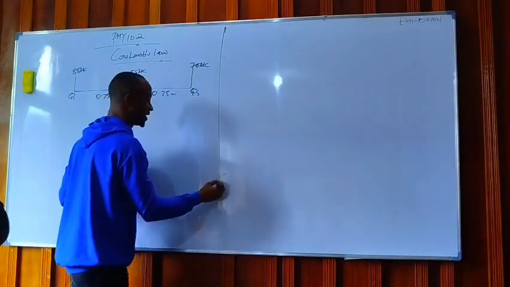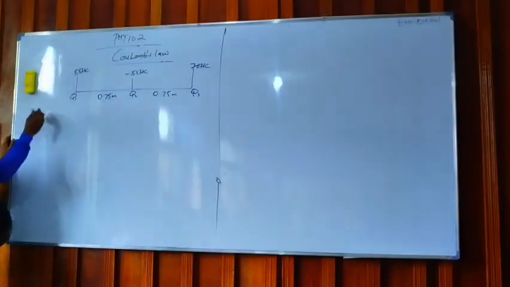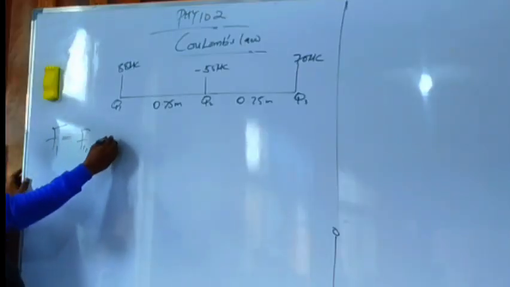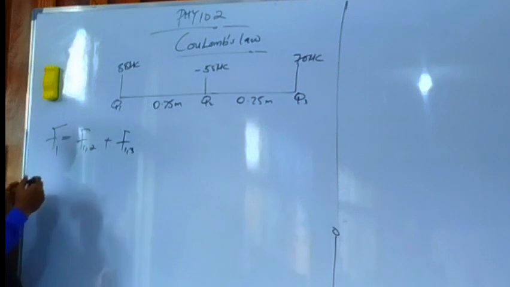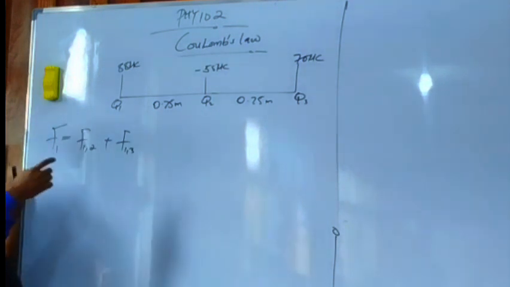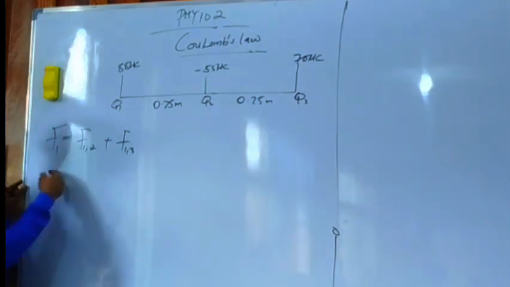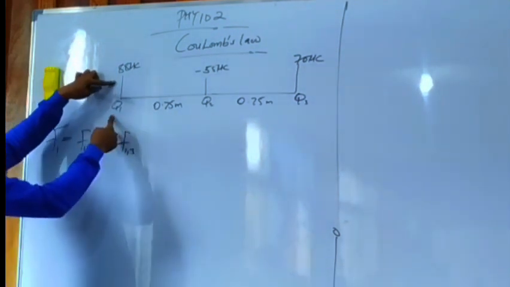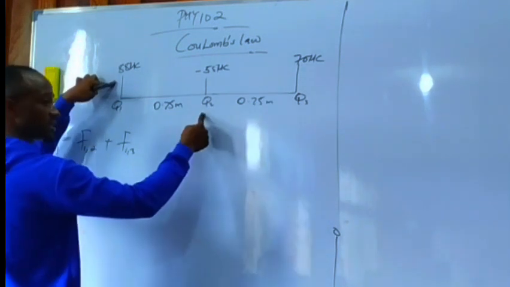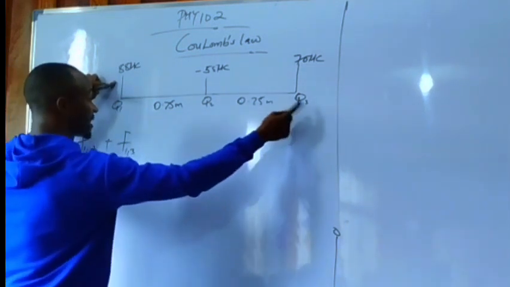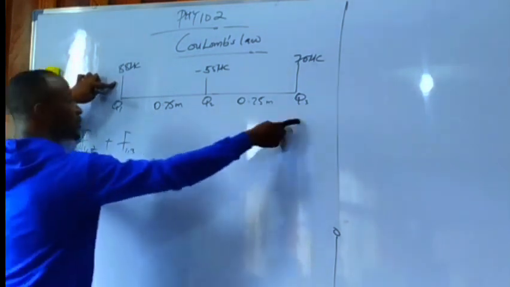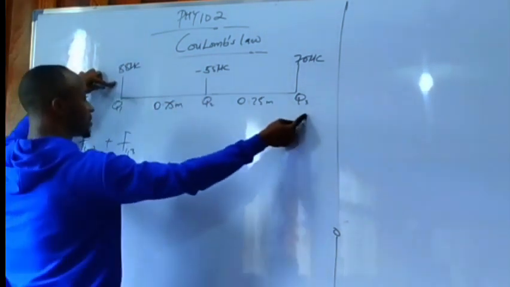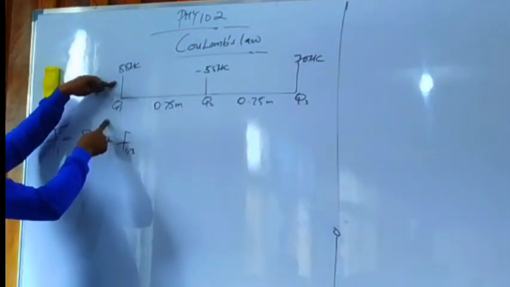Now for the net force acting on charge 1, that will give us F1. And that will give us F12 plus F13. Meaning, according to the superposition of forces, the force acting on this charge is the force acting from charge 2 to charge 1, and from charge 3 to charge 1. Are you following me now? These two charges are acting towards charge 1. So from 2 to 1, then from 3 to 1. Am I communicating?